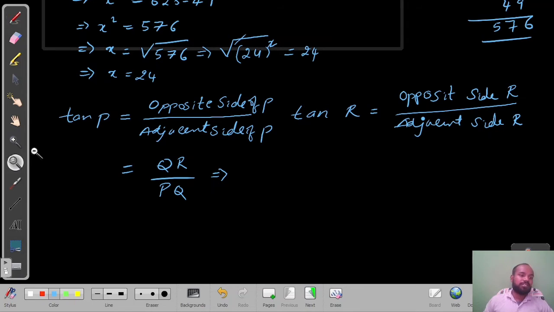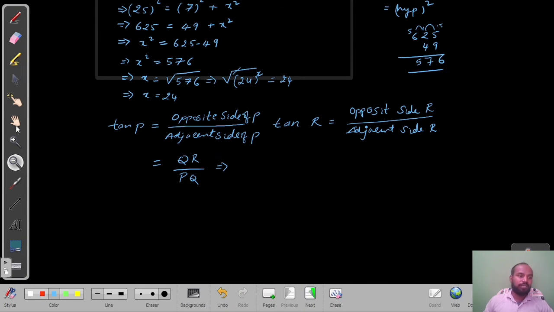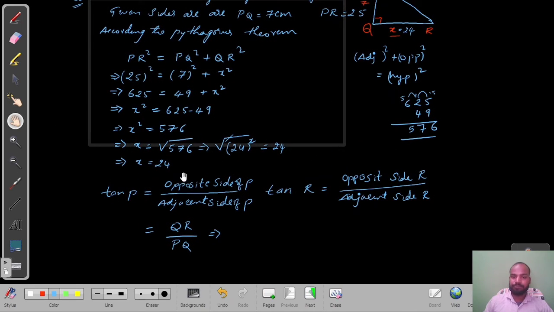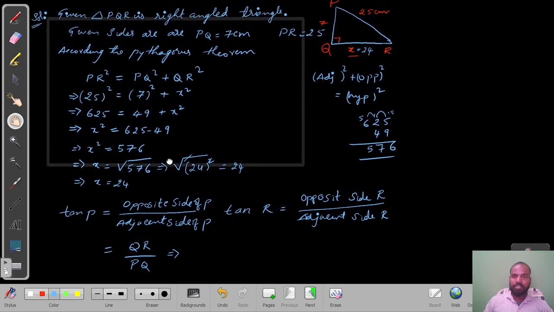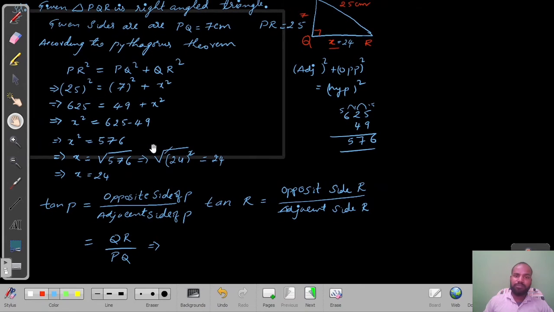So let us write down. Now see here, we got the values, right? So what are the values we got there? I am writing. QR value is what now? Here QR is 24. What is PQ? PQ is 7 centimeters. So 24 by 7 is your tan P value.